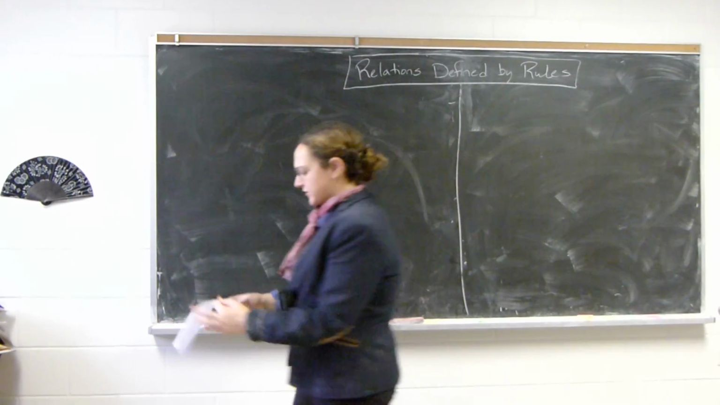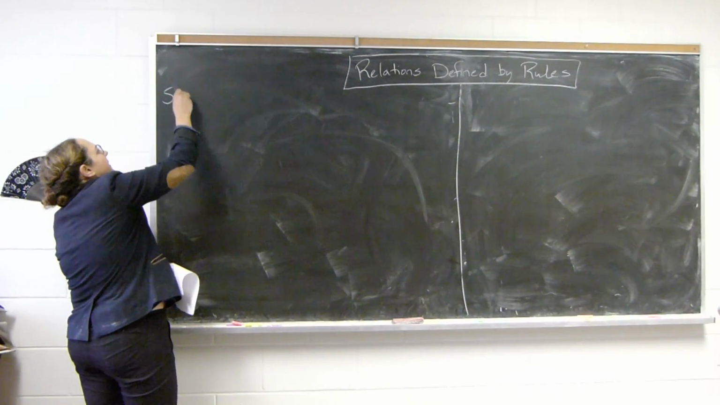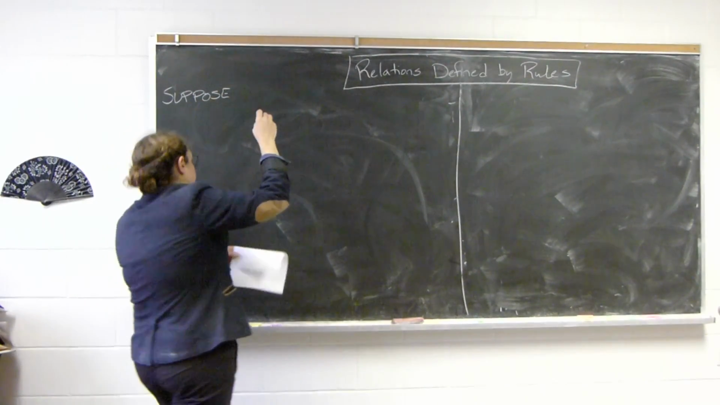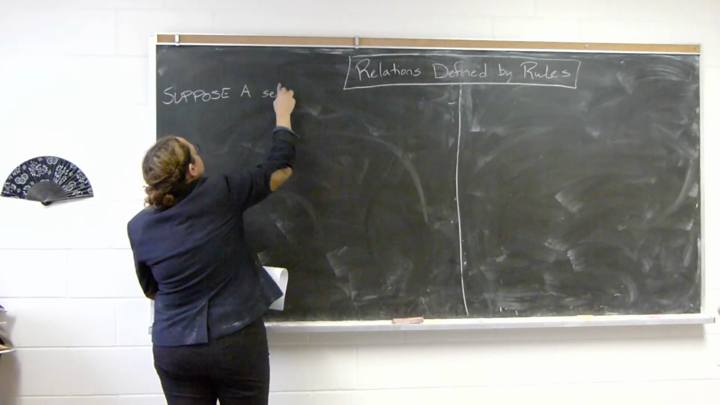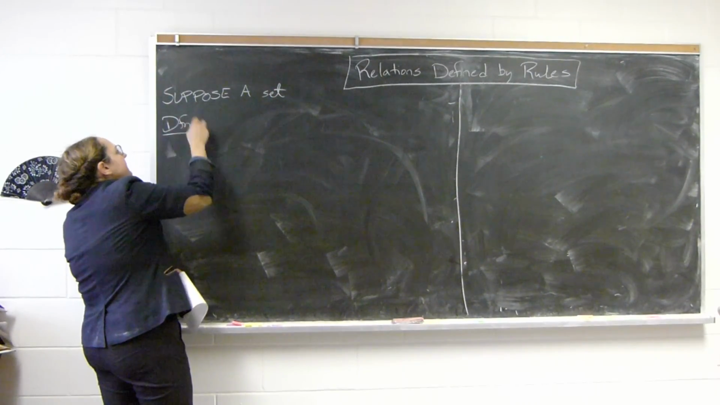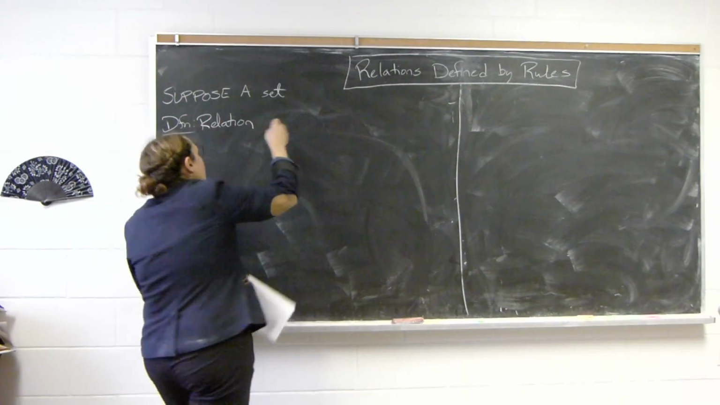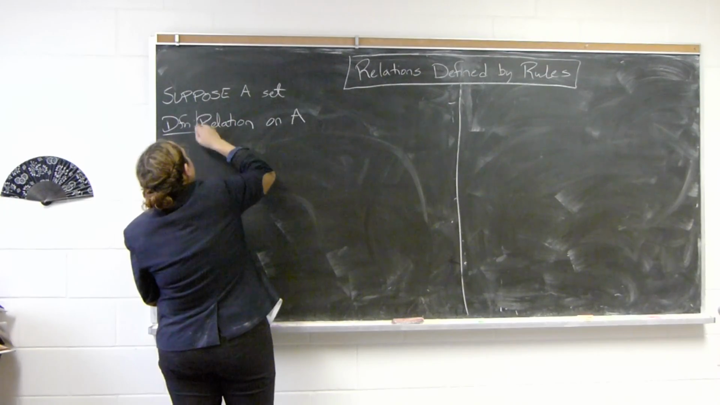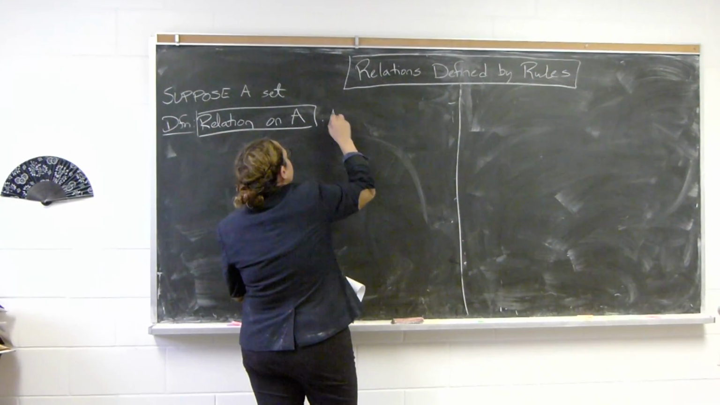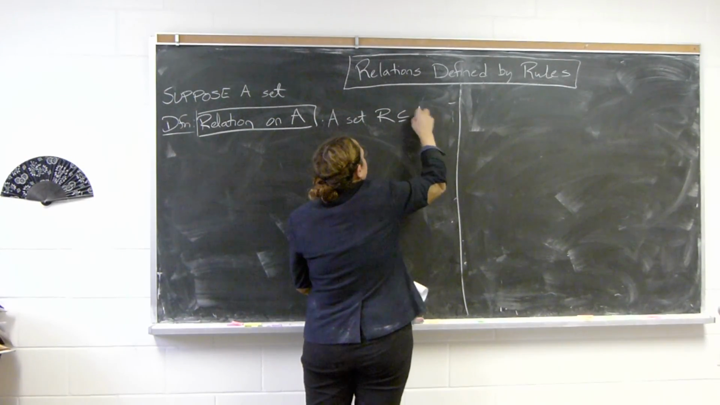Okay, so last time we gave the definition of a relation, and I'm going to give that again, and then I'm going to talk about relations defined by rules. So suppose that A is a set. Then by definition, a relation on A is going to pick out certain ordered pairs of elements to tell us they're related. So a relation on A is just a set, a subset of the Cartesian product.